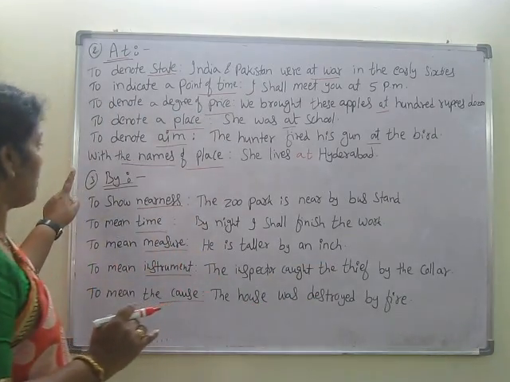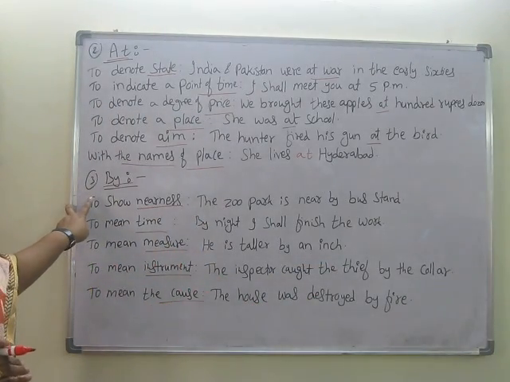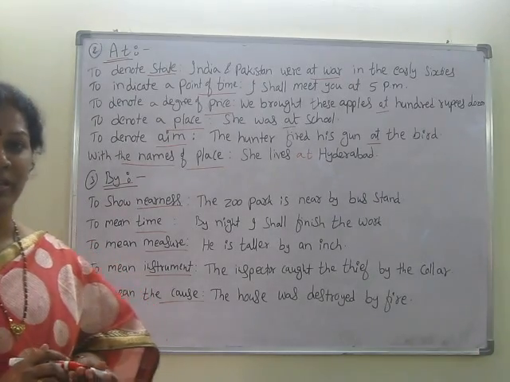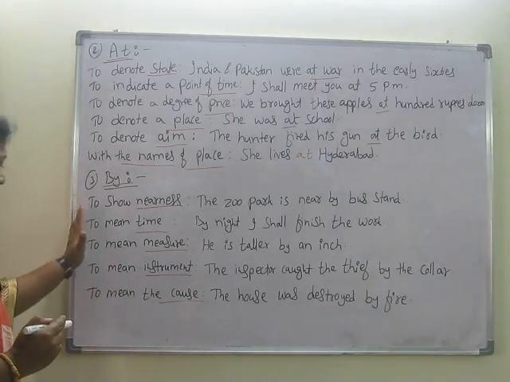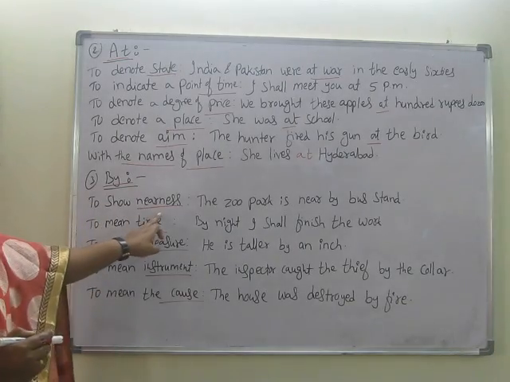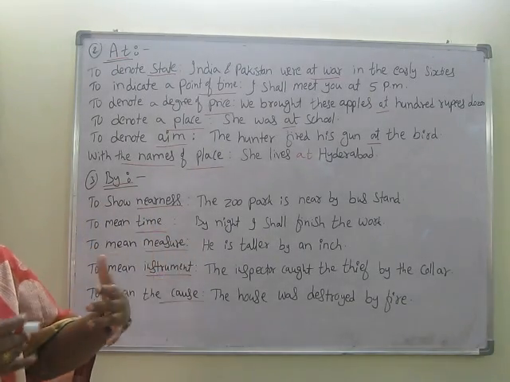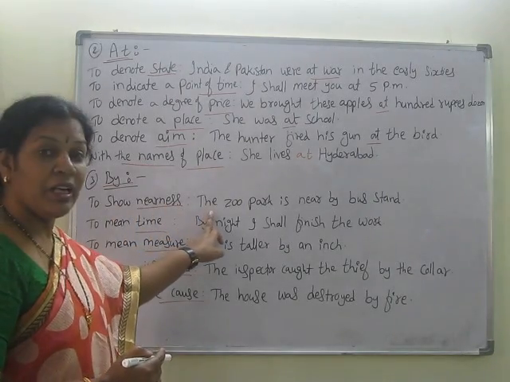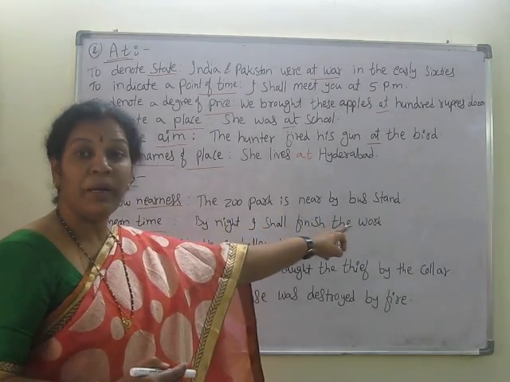Next preposition I will take is "by." Many people get confused about how to use this "by." We can use it in 5 situations. First, to show nearness, how far, how much distance there is. To show that: the Zoo Park is nearby the bus stand.